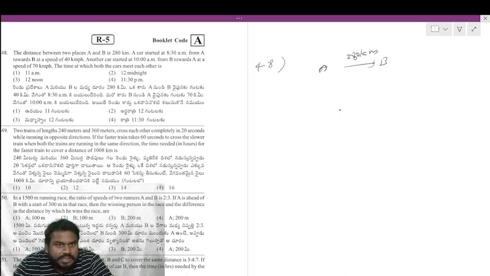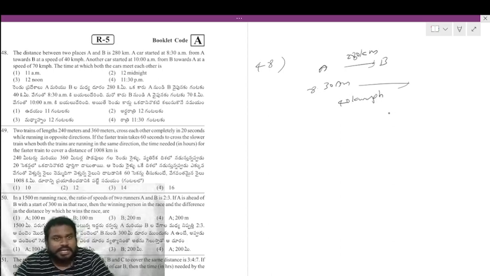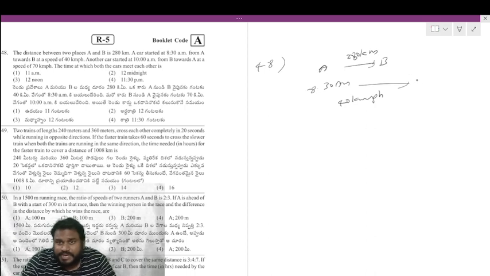A car started at 8:30 a.m. from A towards B at a speed of 40 kmph. Another car started at 10 a.m. from B. So this is 40 and this one is at 10 a.m.